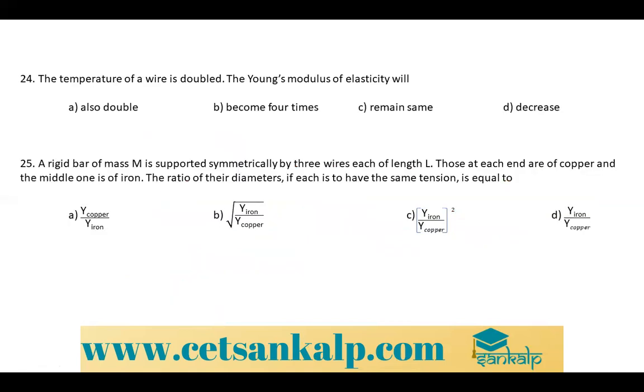The next problem. The temperature of a wire is doubled, the Young's modulus of elasticity will be. Okay, you know that when the temperature is doubled, delta L increases, accordingly Y will decrease. Why? Because delta L and Y are inversely proportional. So in that case, the option D, if the temperature of the wire is doubled, the Young's modulus of elasticity will decrease. Option D.